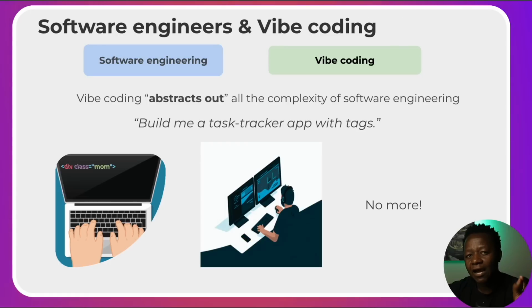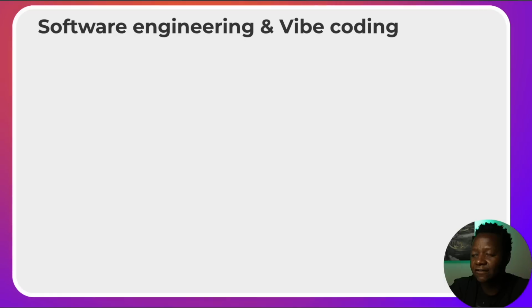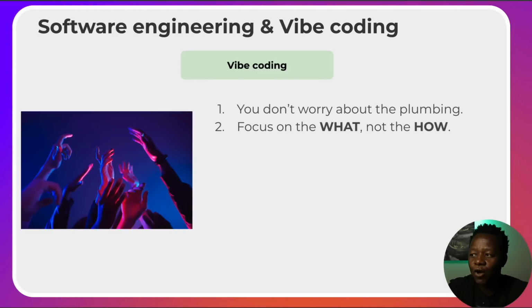I started thinking, how about using these tools again? How about using these AI agents that know how to code? How about using them as leverage, as tools? Because at the end of the day, they really are tools. And that's when things started changing for me. Vibe coding now becomes a thing that allows me to not worry about the plumbing, about the intricacies of coding if I don't need to. So now I can focus on the what instead of the how.